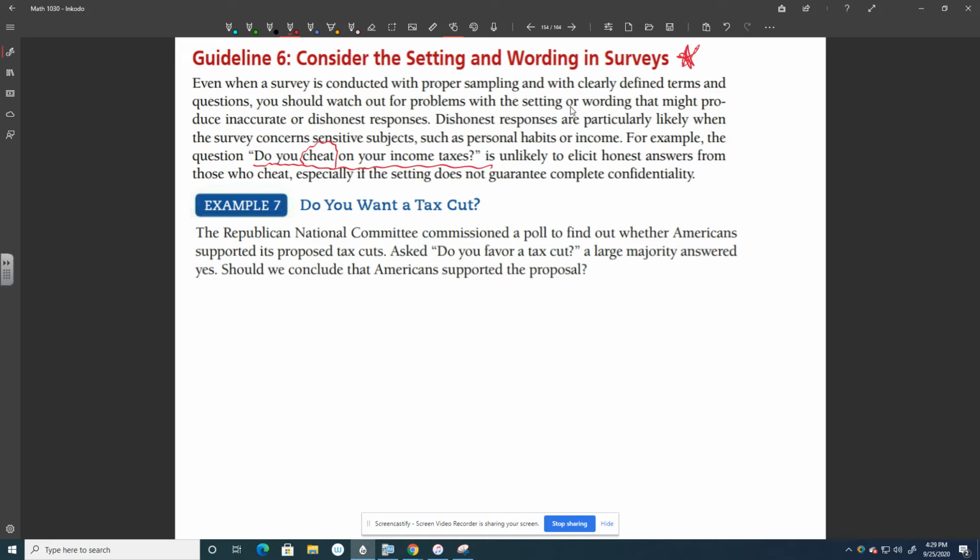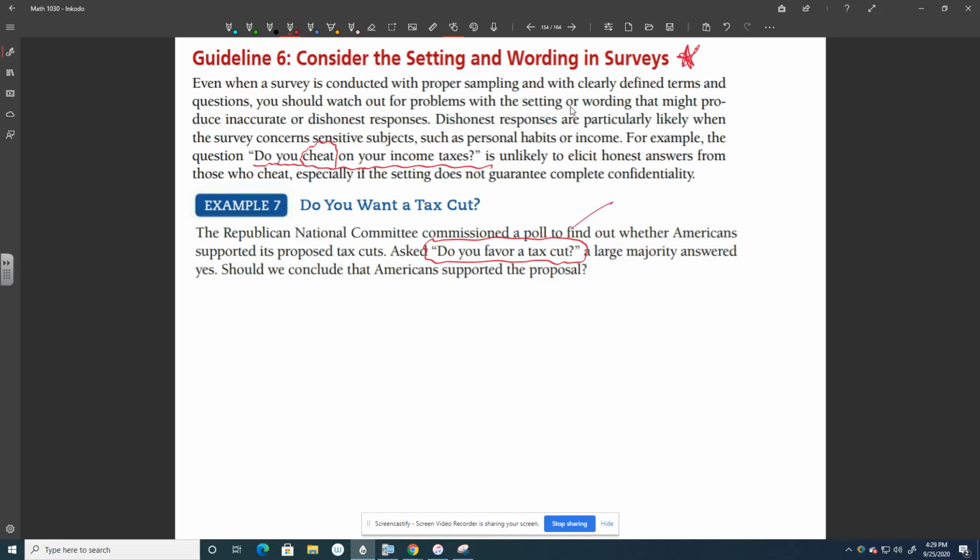And it goes the other way. A lot of times things can be worded in a way that makes people want to choose it, even if they disagree. Okay. Another way the wording can happen, I like this example, number 7. There was a poll that asked, do you favor tax cuts? That's pretty vague. I think 100% of people would say, yes, I would love tax cuts, because that means I have to pay less in taxes.